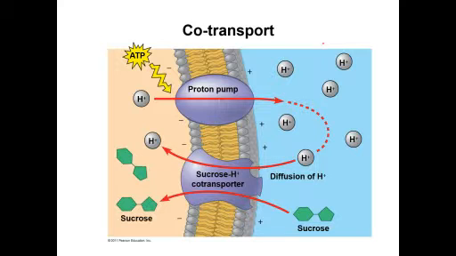Well, if you're pumping protons out into the outside environment, outside the cell, you're lowering the pH. So if you lower it even more, you would increase this process of pumping sucrose in. Now, what if you were to increase the pH? You're becoming more alkaline. This would actually slow down the process of pumping sucrose into the cell.